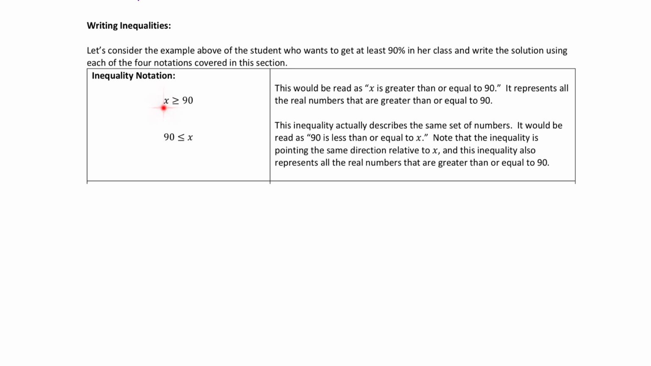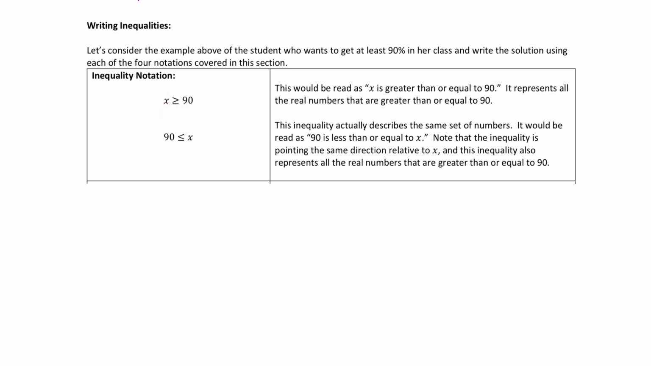So this is red. X is greater than or equal to 90, just like it says right there. Okay, this one is 90 is less than or equal to X. If you look at these two things, they mean exactly the same thing. How do I know this? Let me show you. On this side, alligator's eating the X, basically, right? It's pointing to the 90. The large side is towards the X.